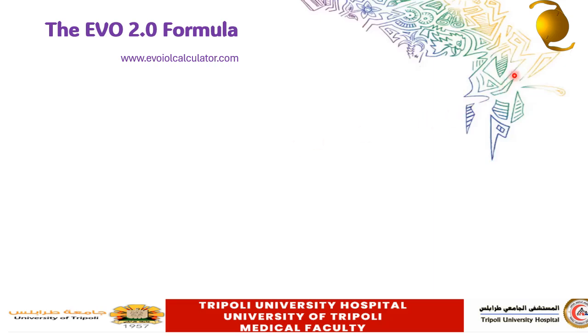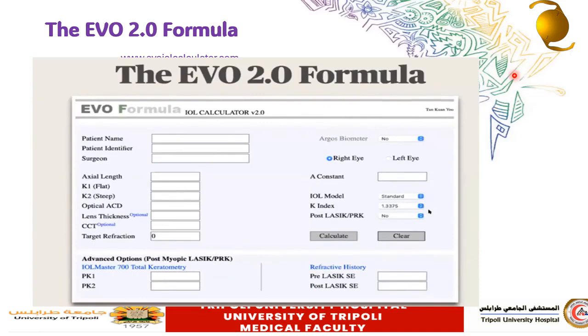Now, when you go online, you will find there are different parameters: K1, K2, the anterior chamber depth, the central corneal thickness, and the target refraction. And among the peculiarities of this formula, it is also useful in post-LASIK cases, in which you can feed the preoperative data before LASIK and the postoperative data after LASIK, and accordingly you can determine the intraocular lens that's needed for that patient.